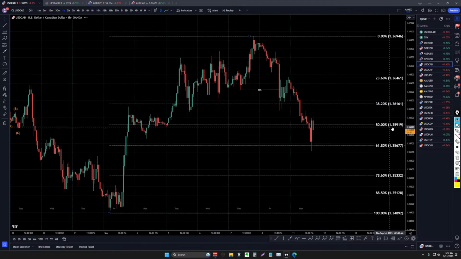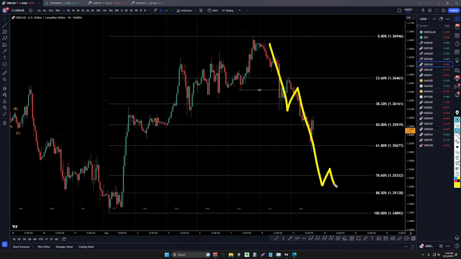US dollar CAD is kind of the same. I don't think this is over yet either. 1, 2, 3, 4, 5. I would definitely still be looking for shorts on this for sure.